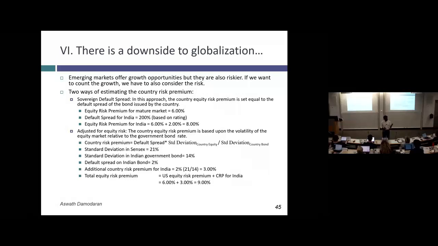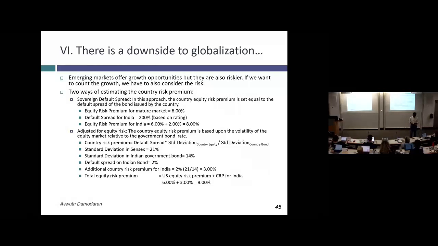So intuitively, if I'm charging 3% for buying a government bond issued by a country, would you demand a higher premium or a lower premium for investing in that country's equities? I would demand a higher premium. That's where I started. I said, well, how much higher? So I played a little algebra.